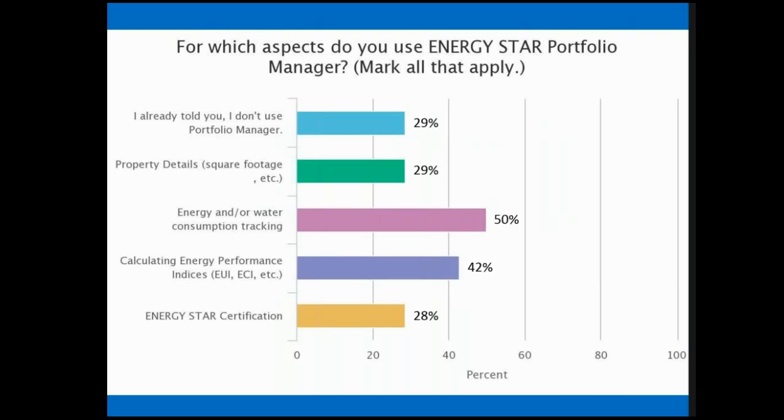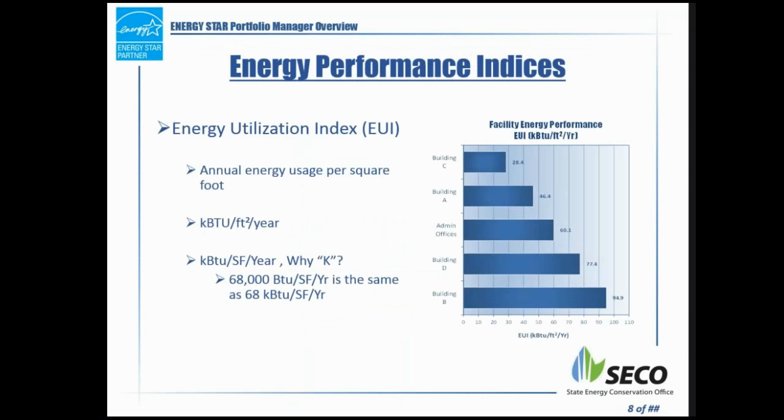29% said, I've already told you I don't use Portfolio Manager. 29% said property details, square footage, etc. 50% said energy and or water consumption tracking. 42% said calculating energy performance indices, EUI, ECI, etc. 28% said we use it for Energy Star certification, basically. Good information to have. So what I'd like to do is just quickly go over two very important indices that are used in the energy tracking and benchmarking.